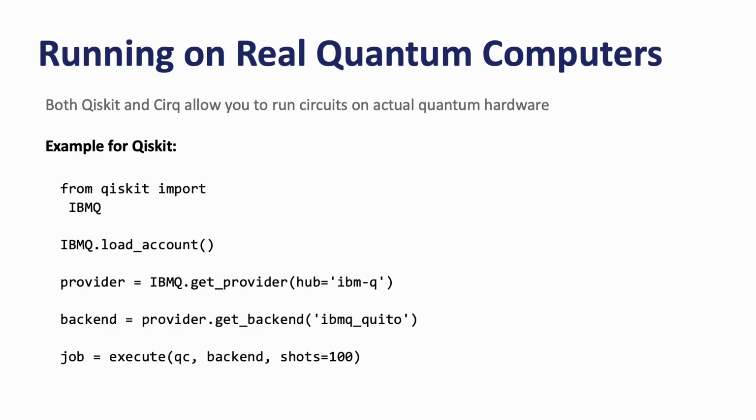There is usually a wait time, sometimes just minutes, sometimes longer depending on the queue. It is important to understand that real quantum computers are noisy and imperfect compared to the simulators. They make errors, and those errors can affect your results. However, despite these imperfections, running on real hardware provides invaluable experience and insights.